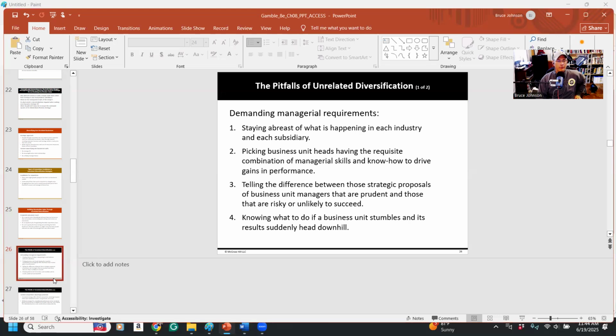Now, finally, getting to the good stuff. Here are the pitfalls of going into an unrelated diversified business acquisition, or business growth, organic, going into something from scratch. Some of the pitfalls are the demands on the manager. They have to stay abreast of what's happening in each industry and each subsidiary. So here you start understanding there's a knowledge problem. Now somebody has to be an expert in more than one industry. And is that possible? Yeah, maybe.